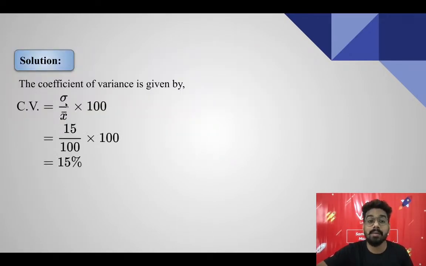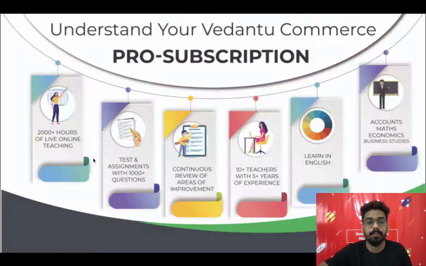Sigma upon x bar. What is sigma? Standard deviation. It is given as 15. What is x bar? It's the mean. It's given as 100. Into 100 is 15%. This is all you need to know.